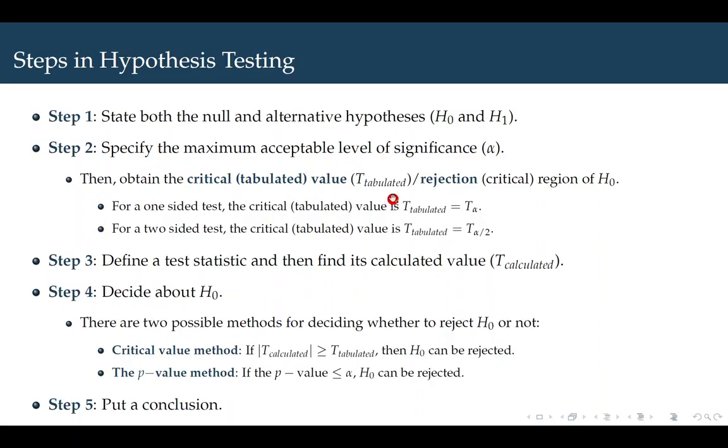Next, we need to compare these tabulated and calculated values of the test statistic to make a decision about H naught. So if the absolute value of the calculated test statistic is greater than or equal to that of the tabulated value, H naught can be rejected. And finally, we are going to have a conclusion.